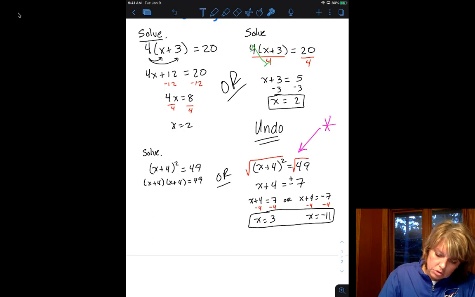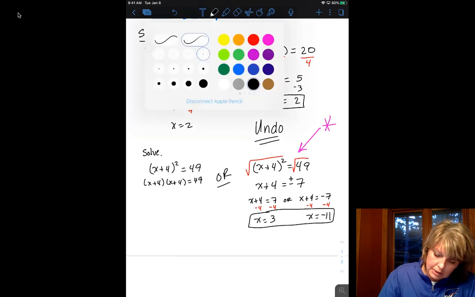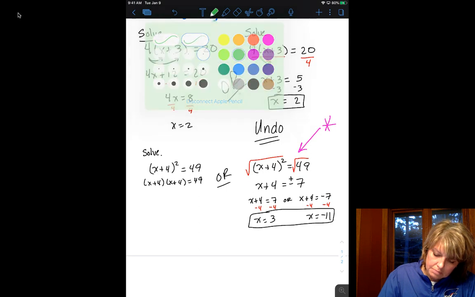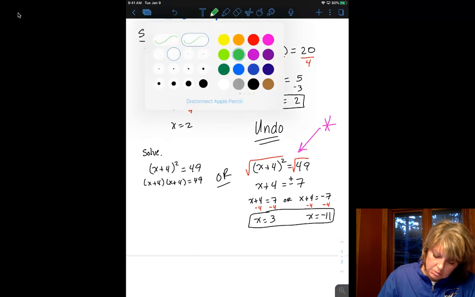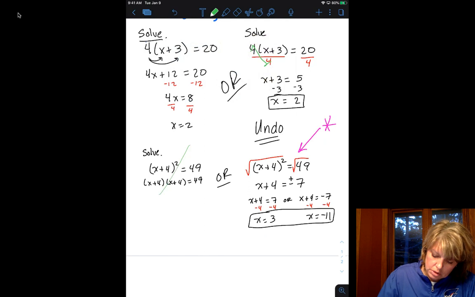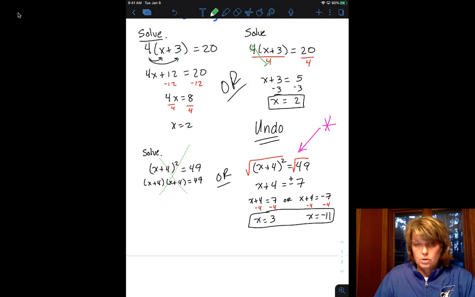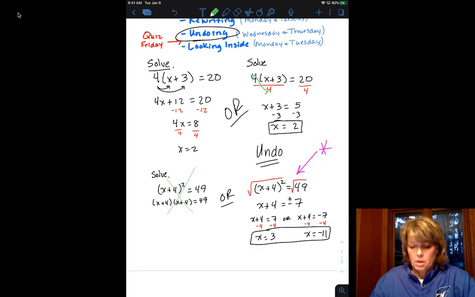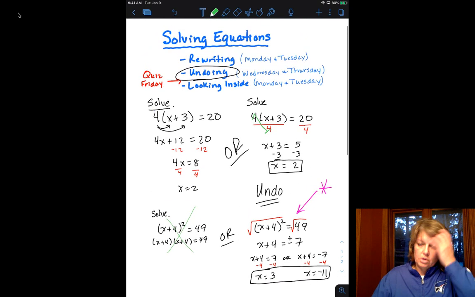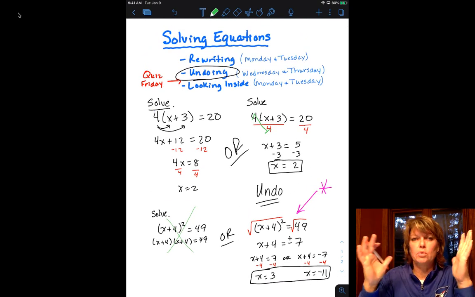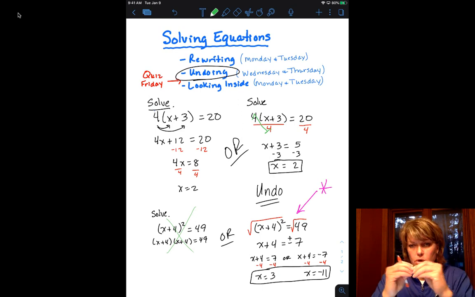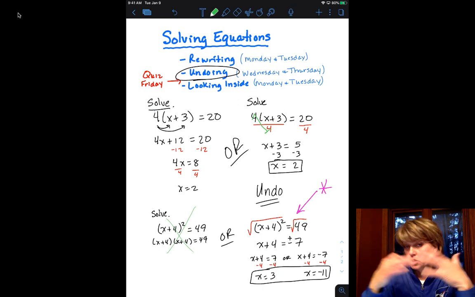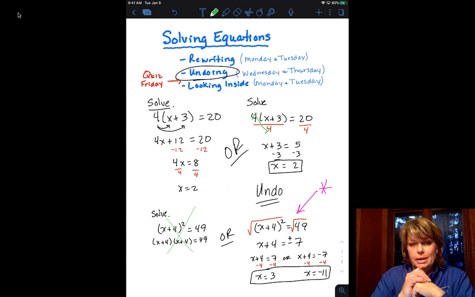I'm going to make it very faint. Most of you are probably going to choose to not do it that way. But you can solve it that way. These are just 2 examples of undoing. Again, to undo, you're going to undo the order of operations. You start on the outermost operation, and then you work your way in. And again, we're just solving equations. We're looking for the x values that make it work.